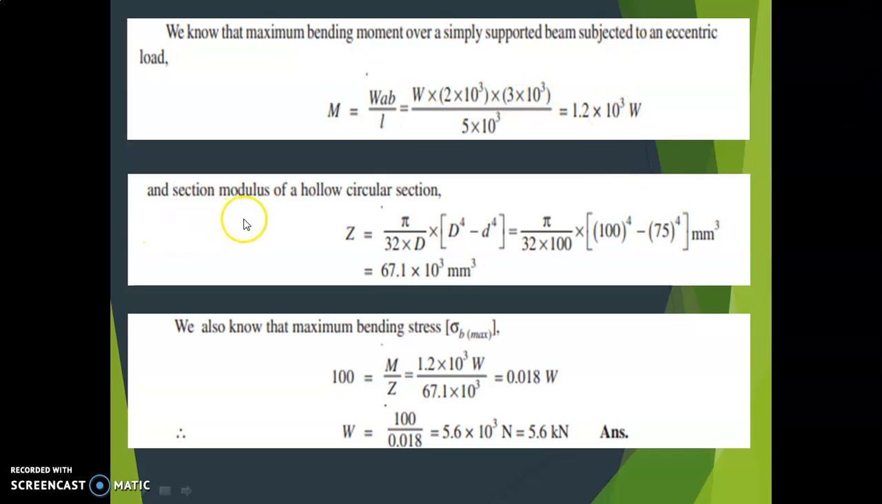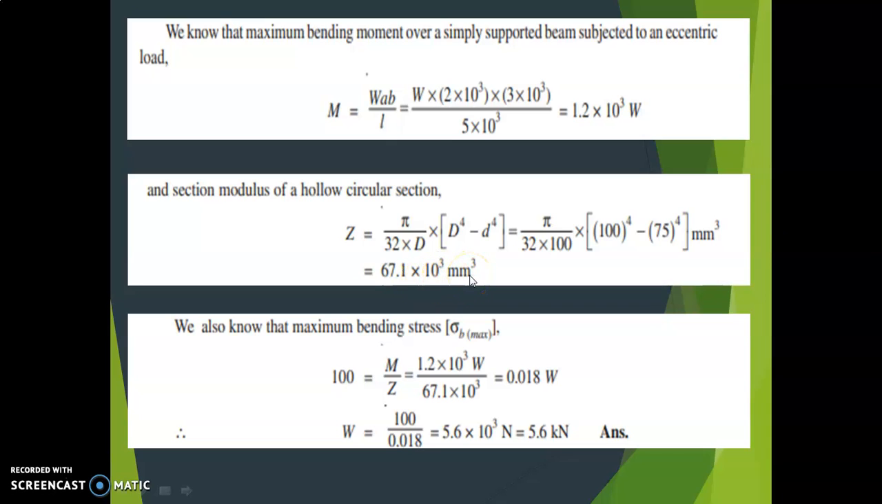Now we have section modulus Z. Z is equal to pi divided by 32D into D raised to 4 minus small d raised to 4. Substitute the values: capital diameter is 100 and small diameter is 75. Simplify this, you get Z is equal to 67.1 into 10 raised to 3.